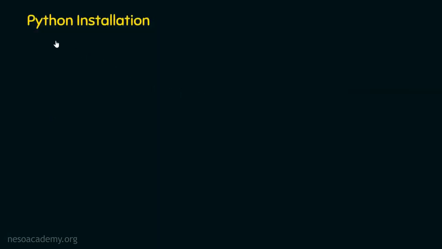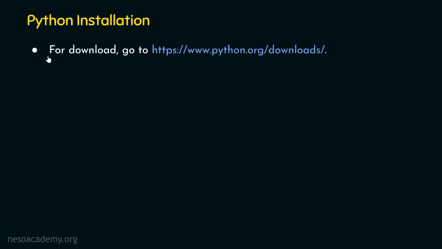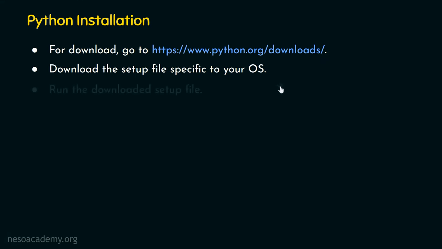Now let's see what are the steps involved in Python installation on Windows. First of all, in order to download Python, we should be going to this particular URL in a browser window. Next up, we should be downloading the setup file which is specific to our operating system. In this case, it will be Windows. And finally, we should run the downloaded setup file in order to begin the Python installation process and follow the on-screen instructions in order to complete the Python installation. So let's get going and install Python on a Windows machine.